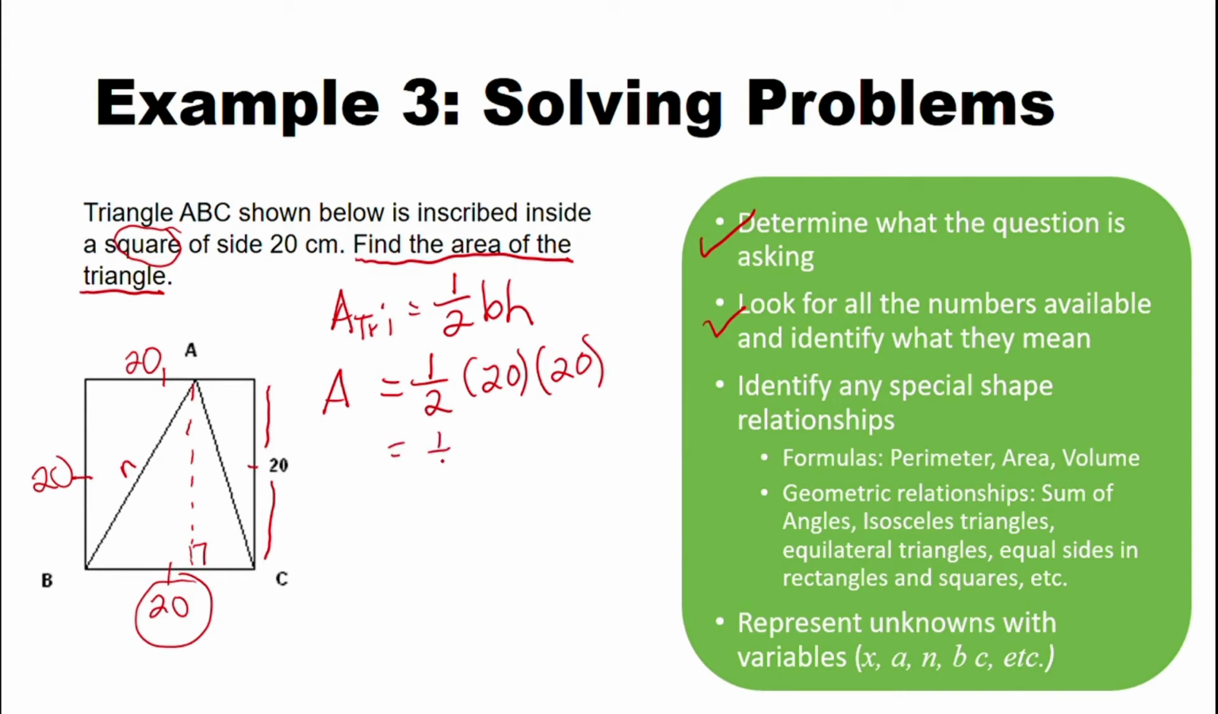So now I just complete the calculation. 1/2 of 20 times 20 is 400, and I'm going to do half of that, which is 200. So the area is 200 units squared. And that's it. Okay, good to know. That was not too painful. I hope that one made sense to you.